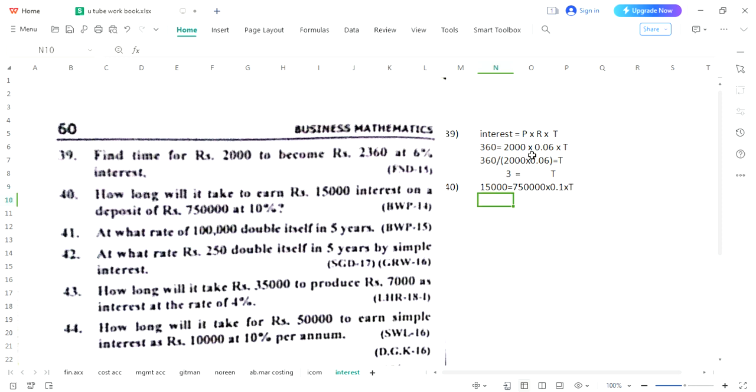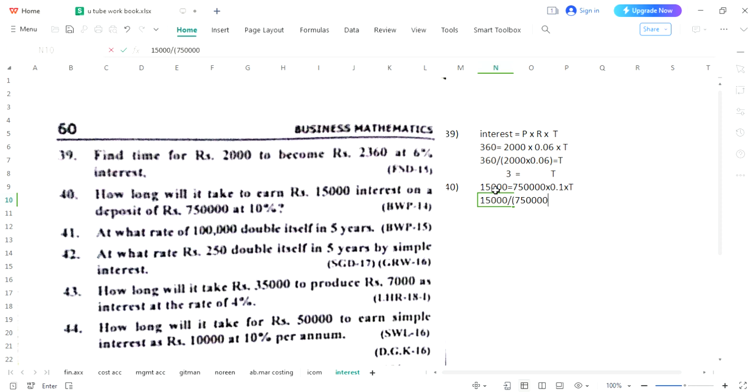Just like the previous question, we are doing the same again. 15,000 is present on the left side. Both 750 and 0.1 are being multiplied. When you take them to the opposite side, they will be divided. Open your bracket.